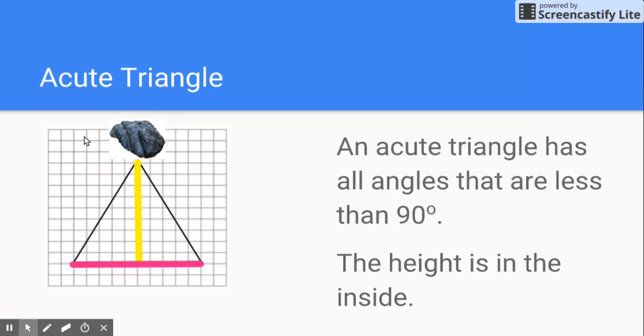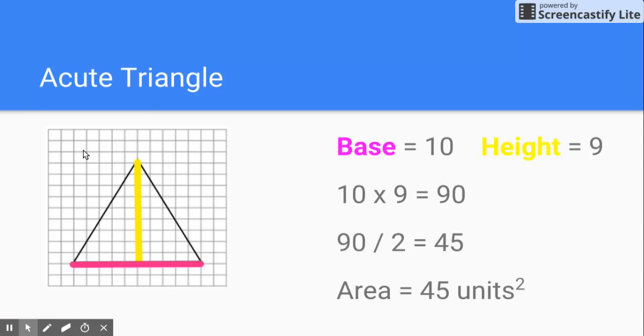drop it. Which way is it going to go? It is going to go straight down. That's what gravity tells us. So it forms this height in the middle in yellow. So notice the height is on the inside. Now, if I were to count and see that the base is 10, and I would count the height, it is 9, I can follow the same steps. Multiply the base times the height. 10 times 9 gives me 90. Divided by 2, I get 45. That means that the area of this triangle is 45 units squared.